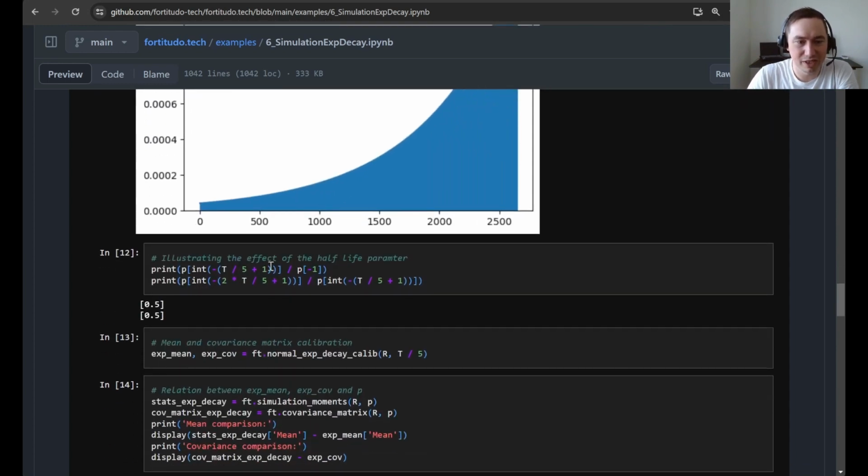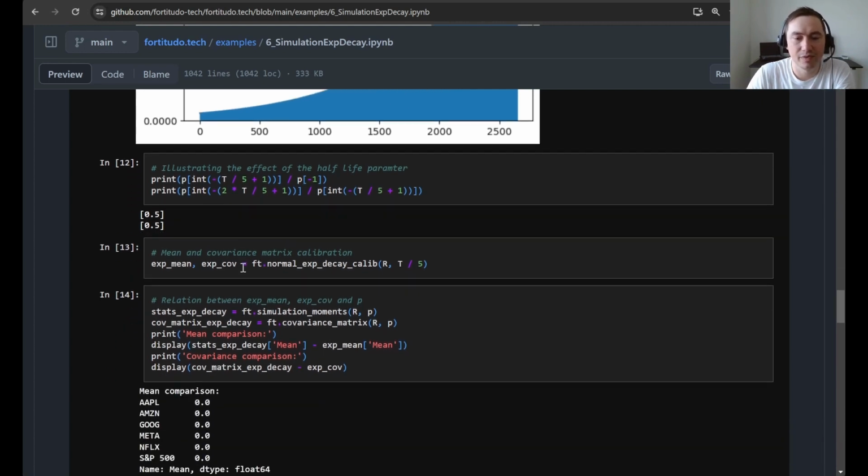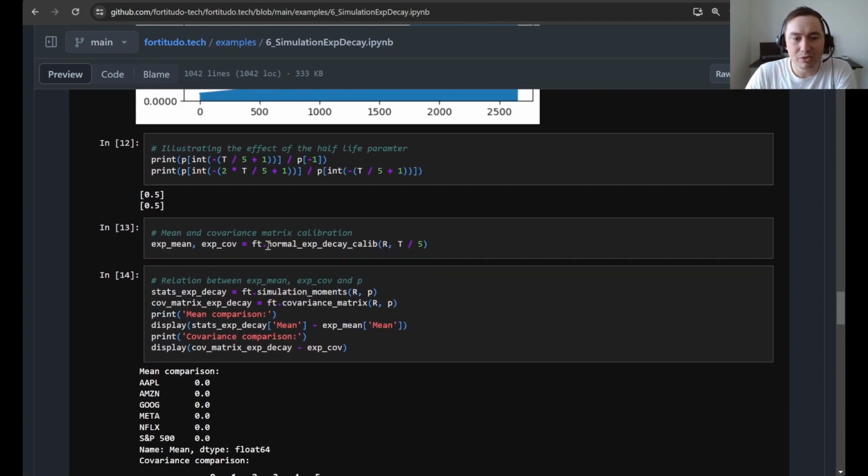To see this, it's actually easier just to plot the ratio between the different probabilities, so you can verify that you understand how this half-life parameter works. Then finally we use this normal exponential decay calibration function. Basically, it does the same thing: first computing this probability vector with exponential decay, and then it computes the mean and the covariance matrix.